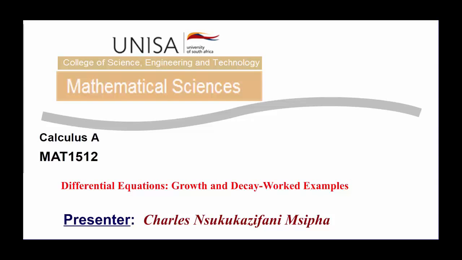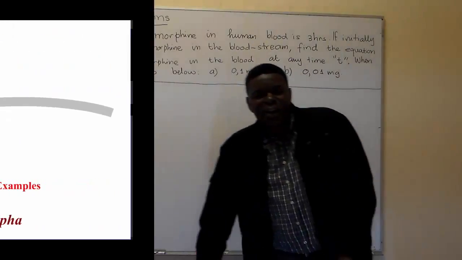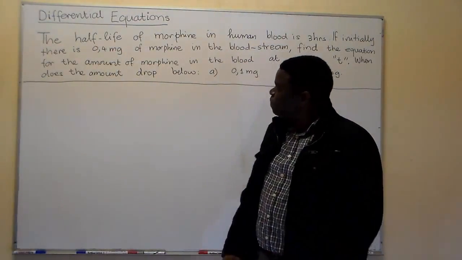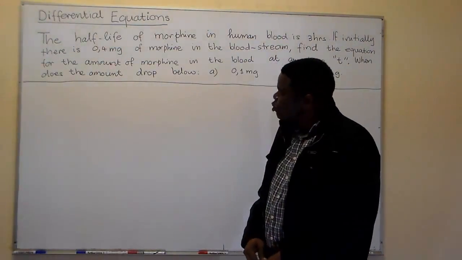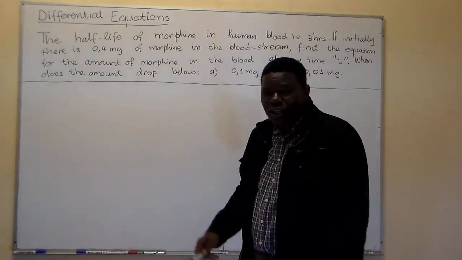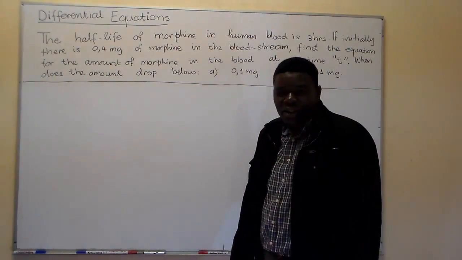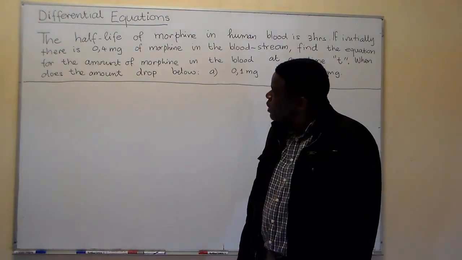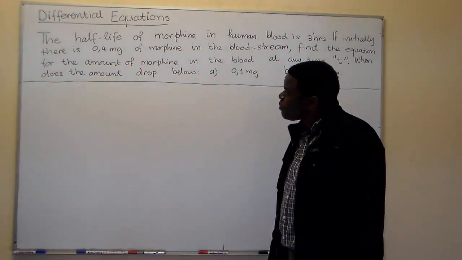This time we're looking at worked examples involving growth and decay. Okay, at this point let's look at something which is close to our health. In this case we're looking at a pain-relieving drug called morphine. And the problem reads as follows.